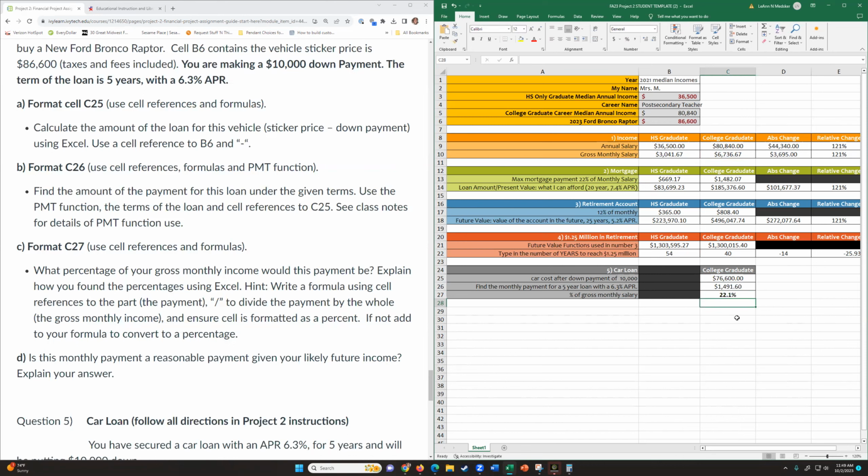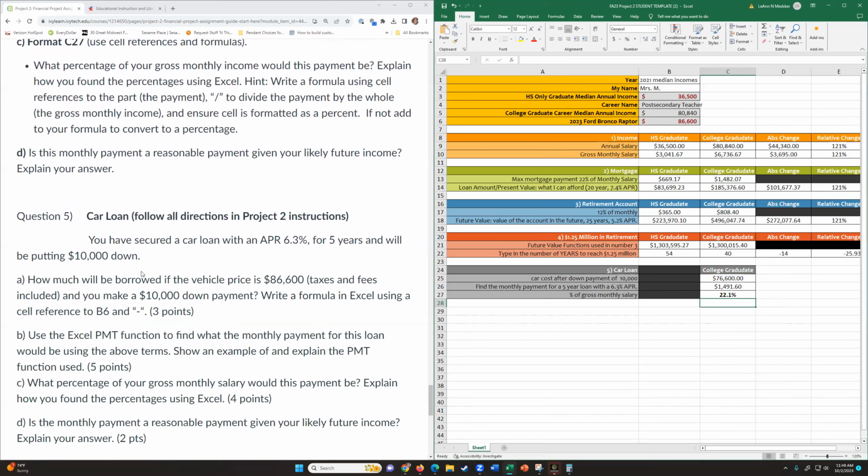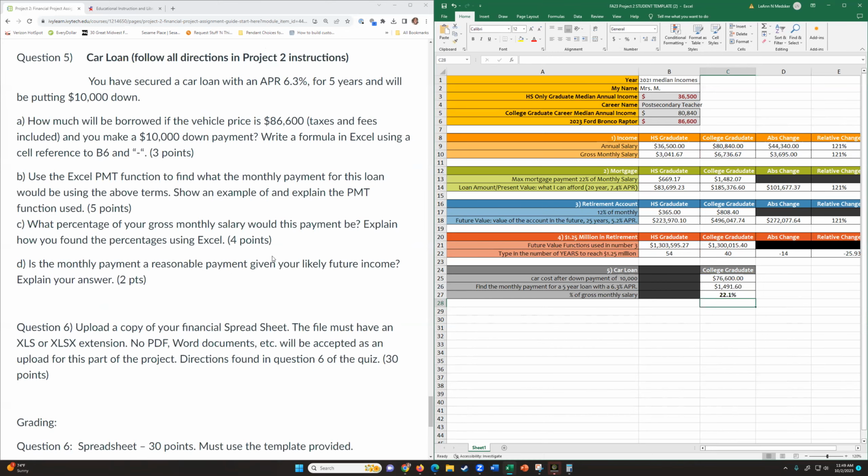Now, we said that a mortgage, which is a house, is not usually supposed to be more than 20-something percent of your monthly salary. So is it feasible or responsible to have a car payment that is 22% of your monthly salary? The goal of this one is to compare that to your monthly salary after we figure out what we're financing and what the monthly payment is. And then there are some questions about, is it feasible? Is it reasonable? What could you do differently, is what I would say. Maybe paying more down payment up front or something like that.